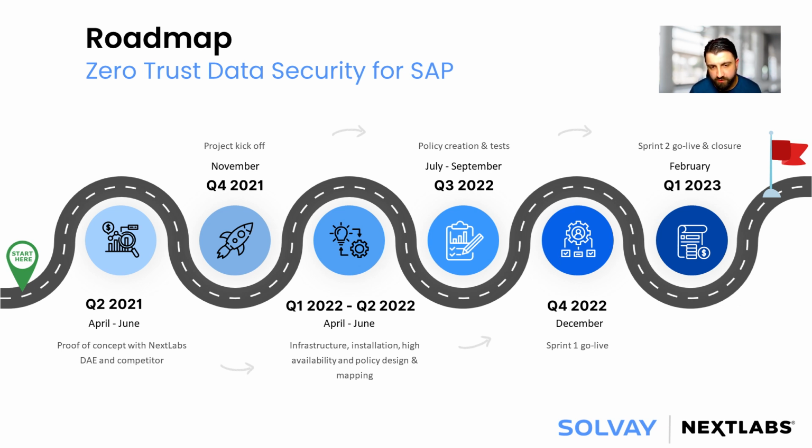Then in November 2021, we did the kickoff of the project. After that, between Q1 and Q2, we worked in parallel on all the infrastructure setup. That was actually quite demanding because we had to implement high availability, in order to have the availability of the NextLabs servers at the same level as the availability of the ERP, because we were touching key processes.